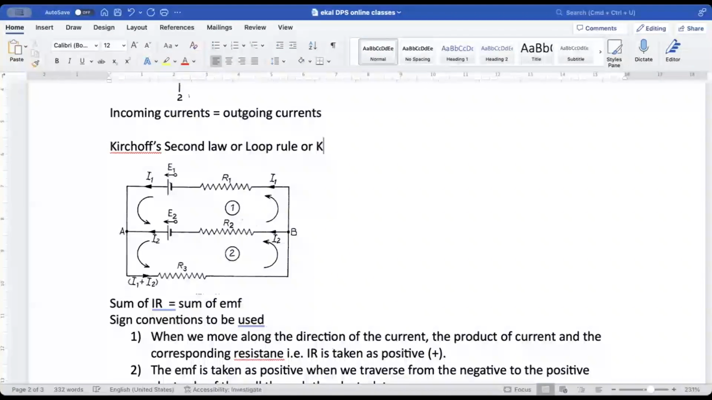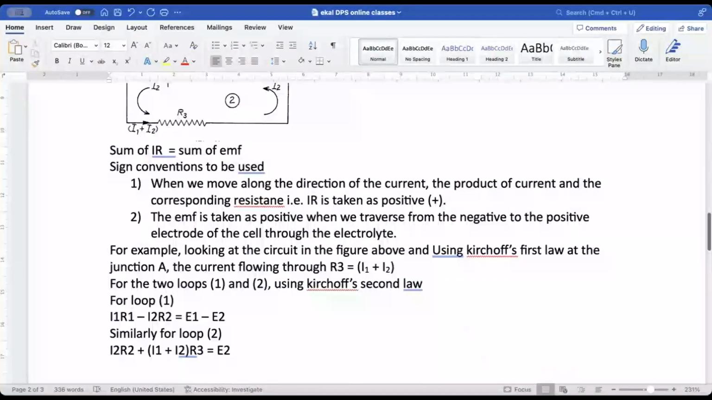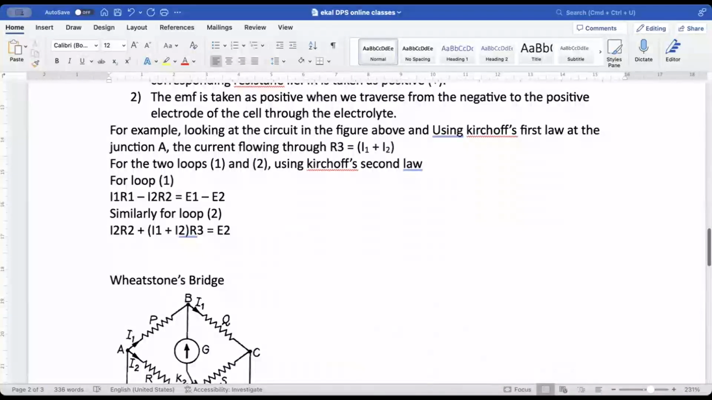Or we may write it as Kirchhoff's voltage law, or KVL. The first law is called KCL, Kirchhoff's current law. This is called Kirchhoff's voltage law. I hope this is clear.